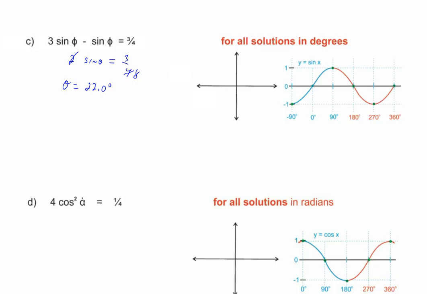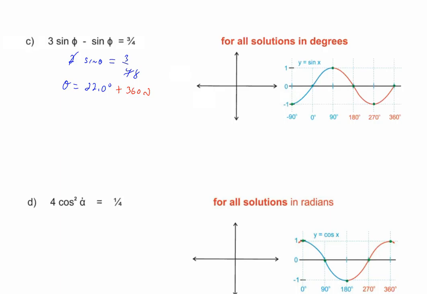22.0 degrees. Now we are looking for all solutions, so I'm going to take my red and add to this plus 360n. Because guess what? The sine of 382 degrees is 3/8. And not only that, add another 360 and the sine would be 3/8. And add another 360 and sine, et cetera, et cetera.